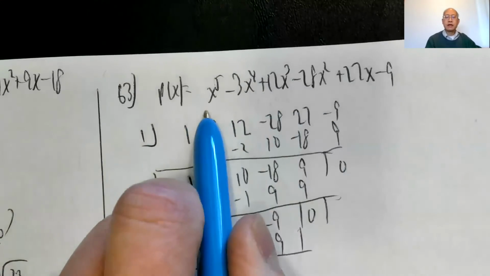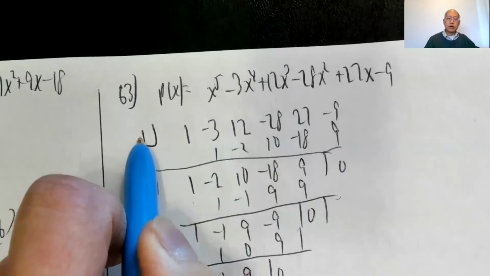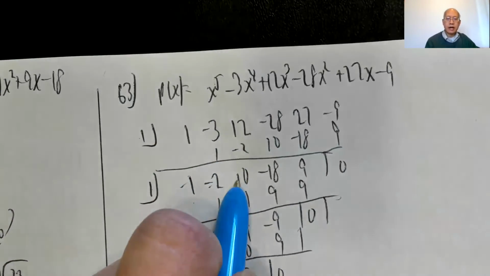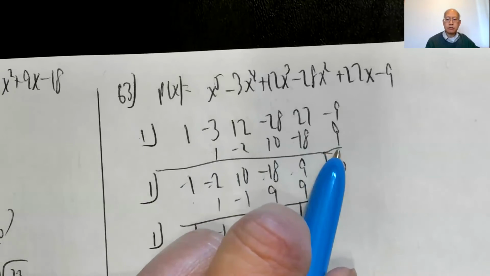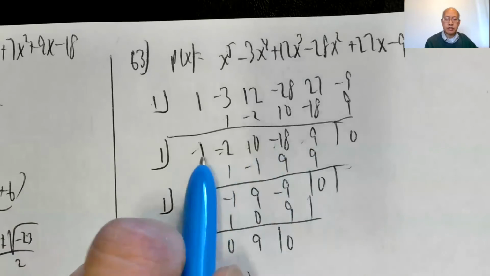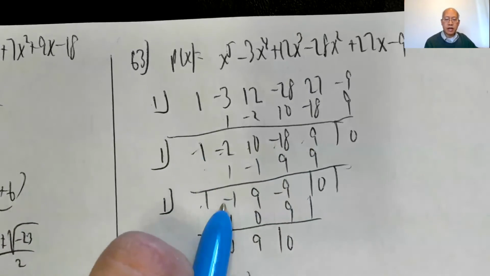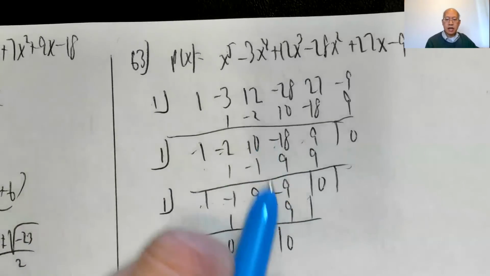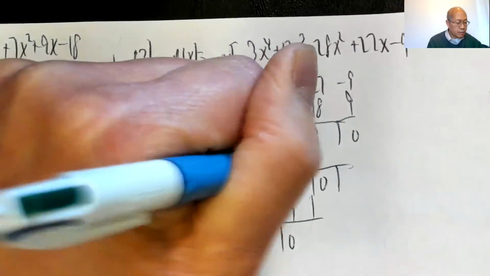Finally, 5th degree, there should be 5 zeros. 1 works. 1, multiply, add, multiply, add, multiply, add, multiply, add, multiply, add, 0 remainder. 1 works again, so we don't have to reinvent the wheel, just start from here. Bring the 1 down. 1 times 1 is 1, add negative 1. 1 times negative 1 is negative 1, add 9. 1 times 9 is 9, add negative 9. 1 times negative 9, negative 9, add them up, you get a 0.